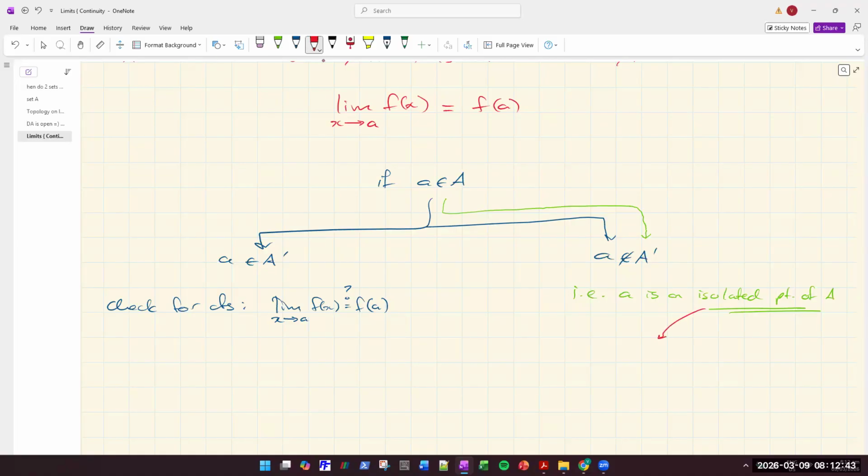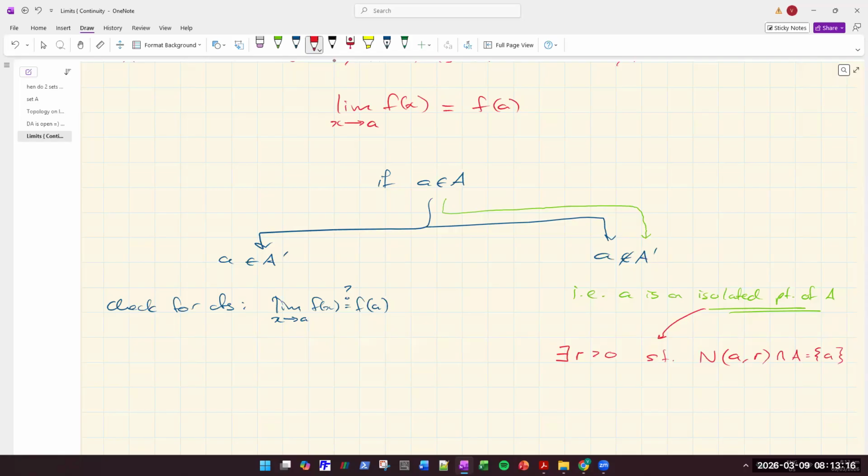Let me just recap this. It means that there exists some radius. So let me not use epsilon, let me use r instead, so we don't confuse it between the epsilon and deltas we already have. So there exists some radius r such that if I put a neighborhood around this point of that radius and I intersect it with the set A, there's only one point in that neighborhood.